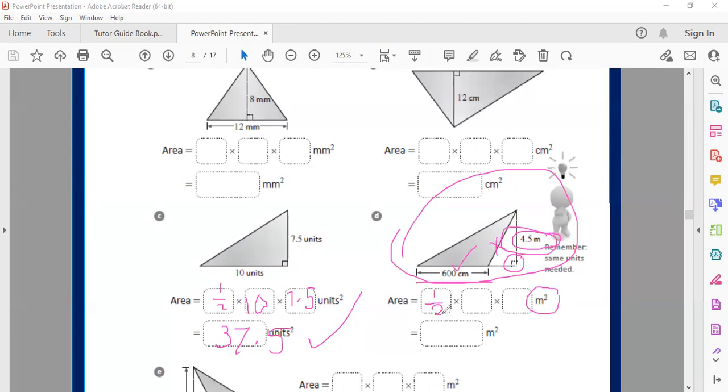600 centimeters. No, don't use Pythagoras yet, Sridhar, because they haven't learned that yet. Okay. 6. So this is 6 and this is 4.5. Okay. So what is the answer here?